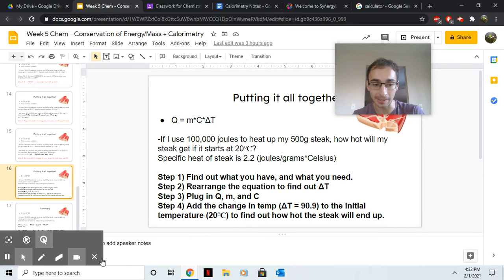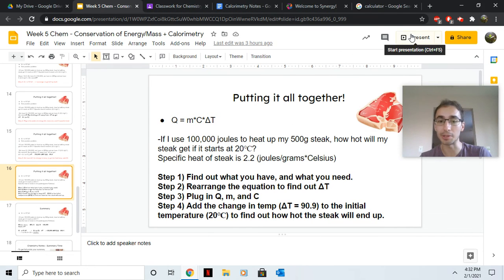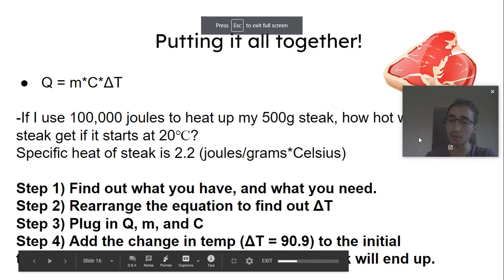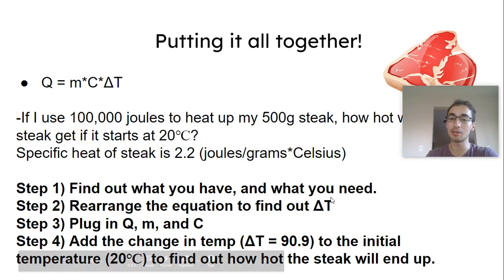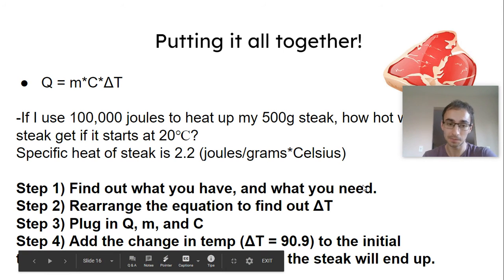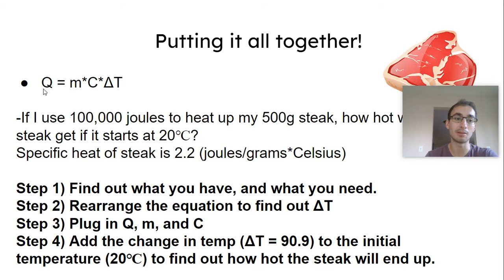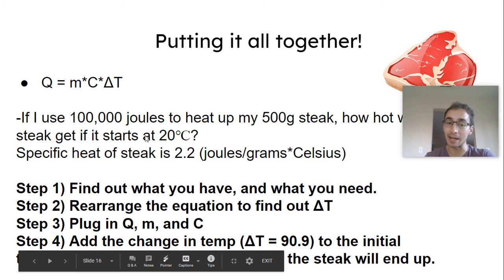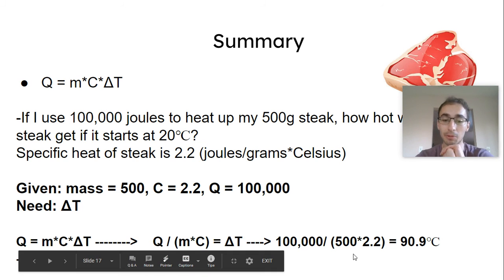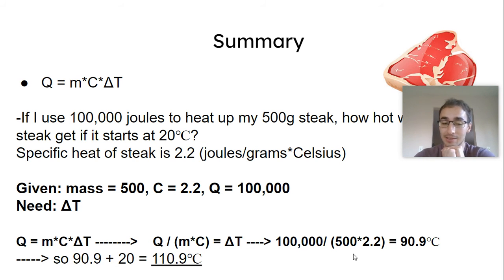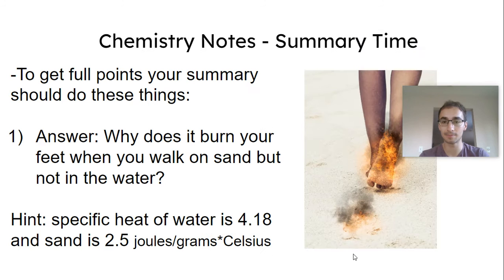I'm going to summarize how we did that. So here was my original equation. The first step, you need to find out what you have, what letters you have, and then what you need. Then you rearrange the equation to find out what delta T is equal to. So we divided M and C from both sides to get delta T alone. And then we plugged in Q and M and C. And then once we got delta T, we added it to 20 degrees to finally find out how hot that steak is going to be. Here's the summary of my work. This would have been like 100% on a test because you will have a test question on this.